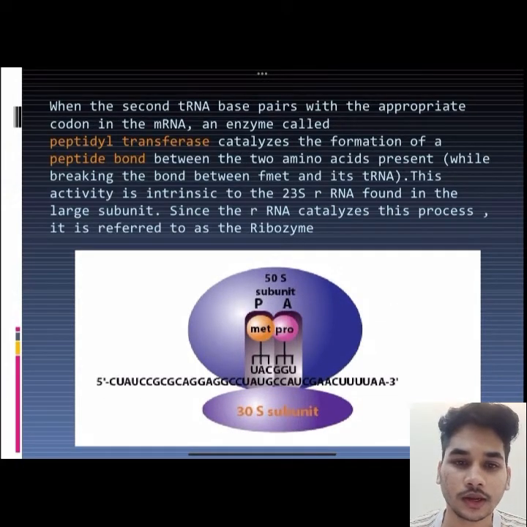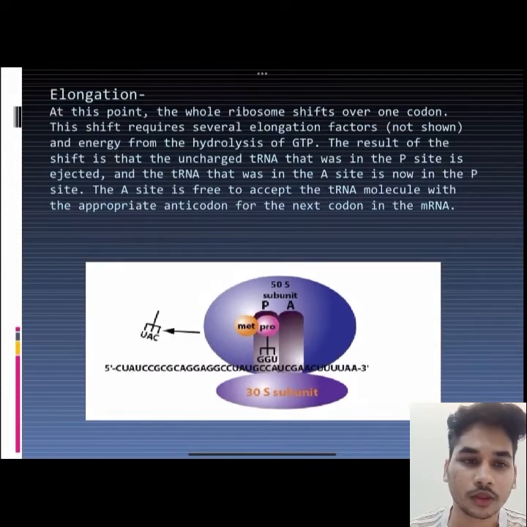So when the second tRNA base pairs with the appropriate codon in the mRNA, an enzyme called peptidyl transferase catalyzes the formation of a peptide bond between the two amino acids present, while breaking the bond between fMet and its tRNA. This activity is intrinsic to the 23S rRNA found in the large subunit. Since the rRNA catalyzes this process, it is referred to as a ribozyme.